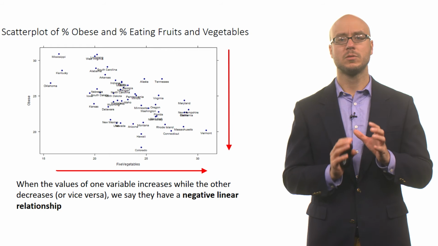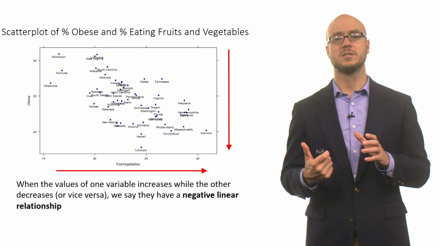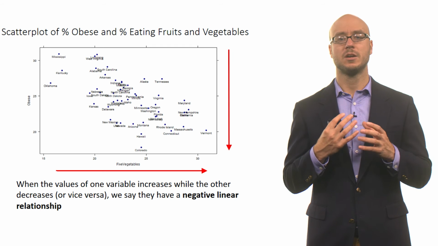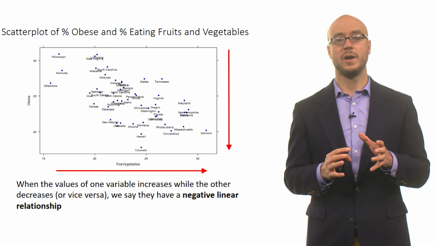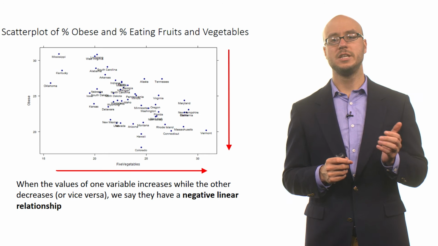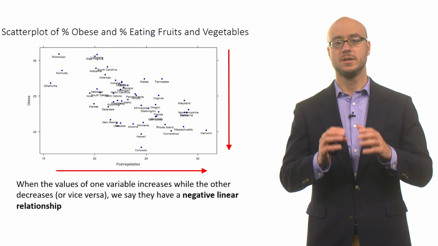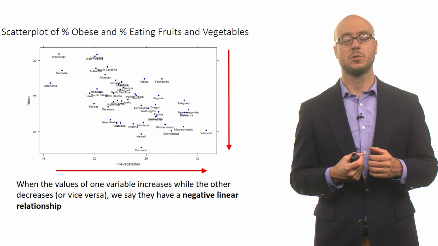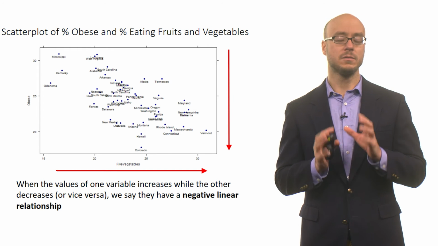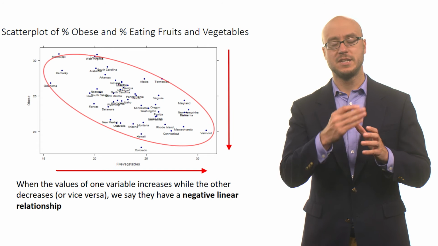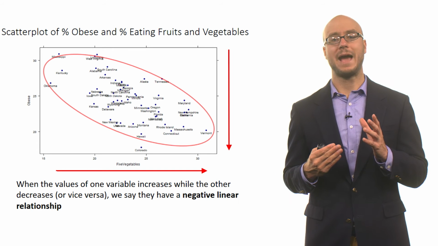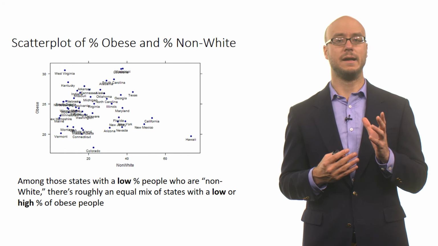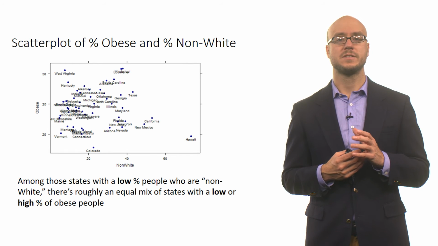So in general, when the value of one variable increases while the other decreases, we can say that there's a negative linear relationship. Or to put another way, when the values of one variable decrease while the other increases, we can also say that there's a negative linear relationship. It's the same sort of pattern either way. And we can kind of see that there's this downward sloping pattern in the data. And in a similar way, you can imagine fitting a straight line through that set of data.